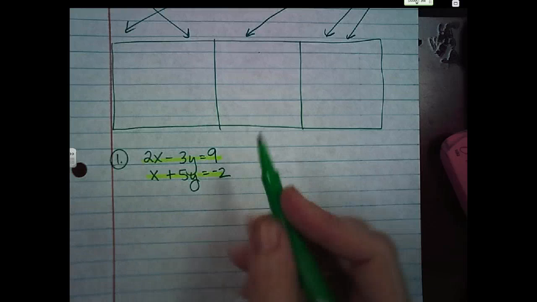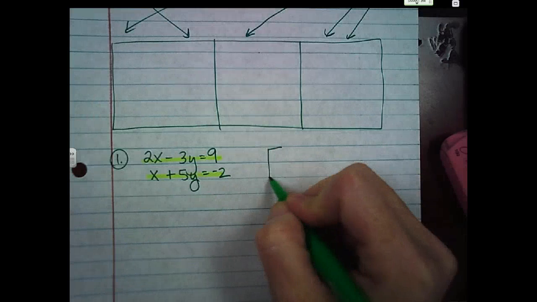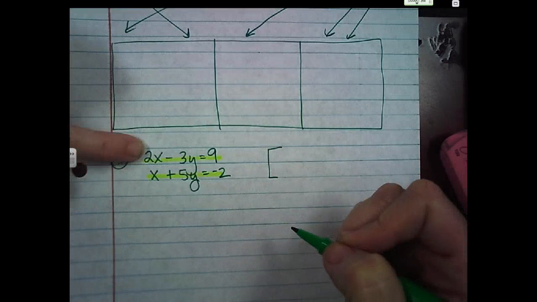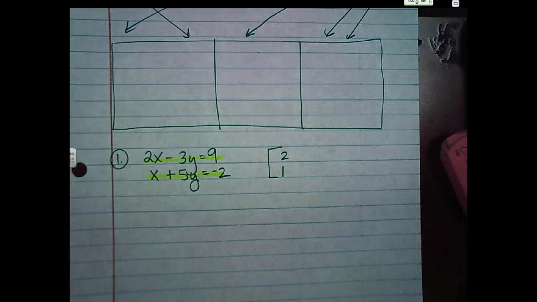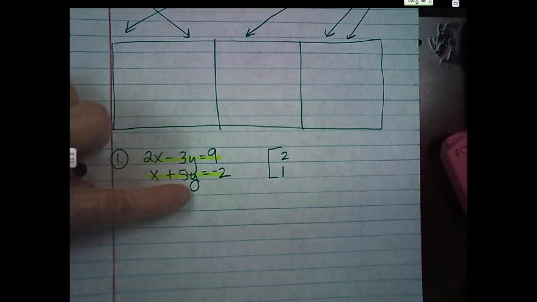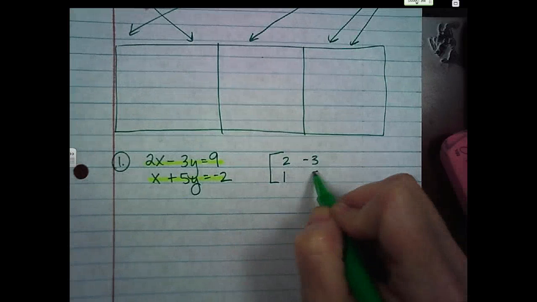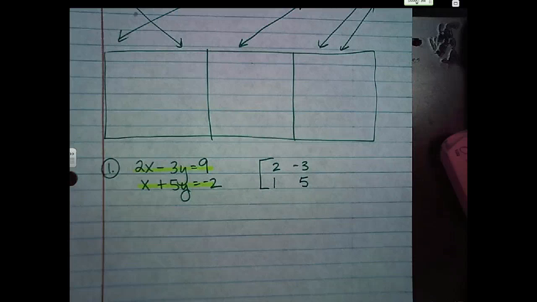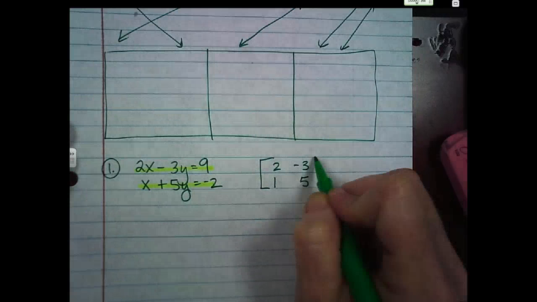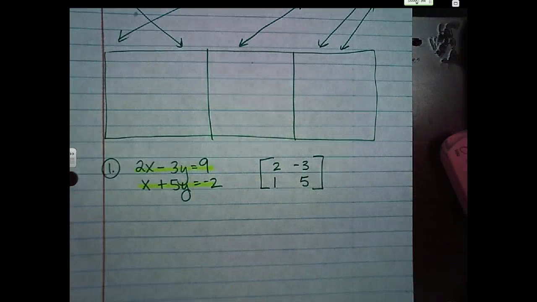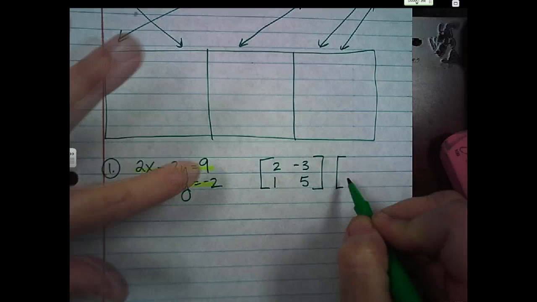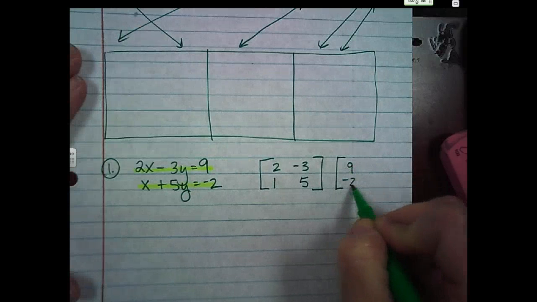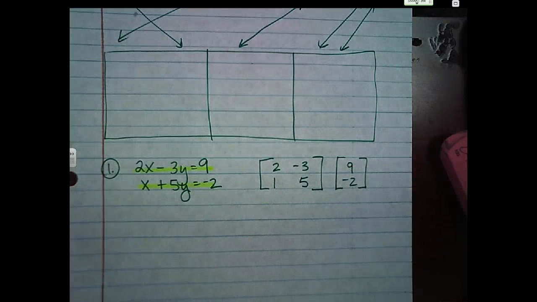So let me show you what I'm talking about. So the first thing I'm going to do is I'm going to use the X coefficients. So it's a 2 and a 1, and they get their column. Then I'm going to use the Y coefficients, which is negative 3 and 5. They get their column. Okay, and you're going to close the matrix. Then you're going to set up a second matrix with the solutions. So the second matrix is just 9 and negative 2. I don't know if this is bringing back any memories or not, but.